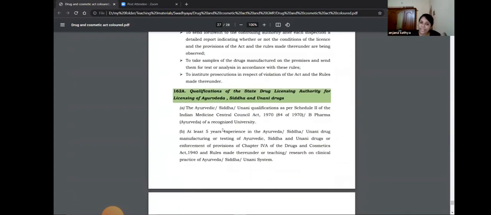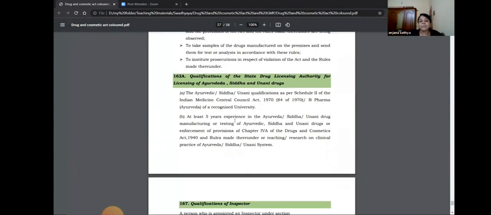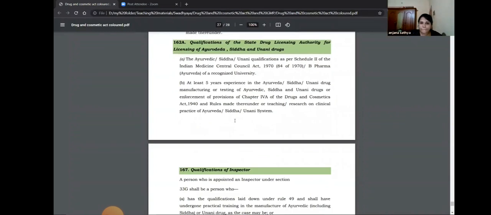Next is 162A, qualifications of the State Drug Licensing Authority. You can see that the State Drug Licensing Authority must have at least 5 years of experience in Ayurveda, Siddha, Unani drug manufacturing, or in teaching, or in research on clinical practice of Ayurveda, Siddha and Unani medicine. So 5 years of experience has to be there, either in manufacturing, testing, teaching or research. That is the qualification of the State Drug Licensing Authority.